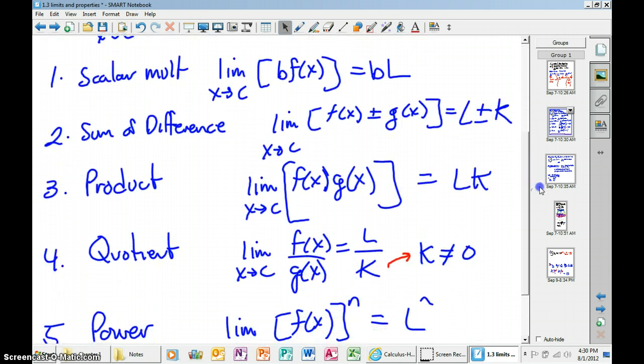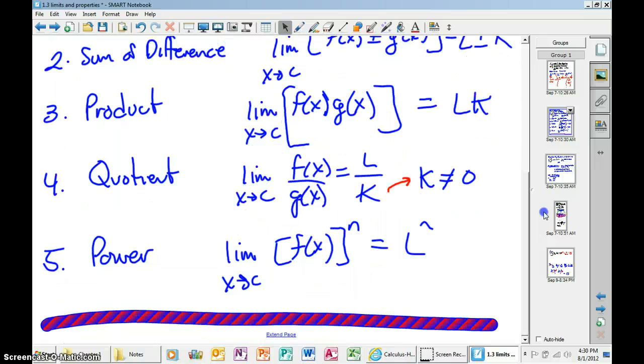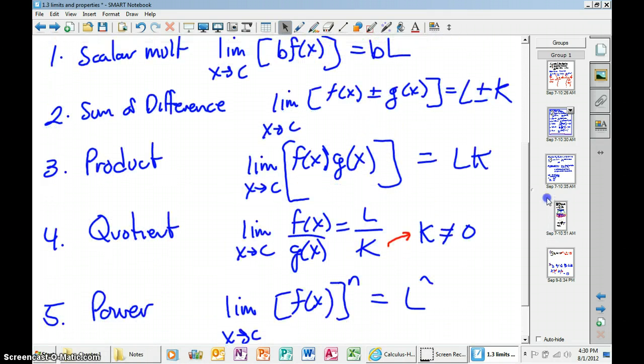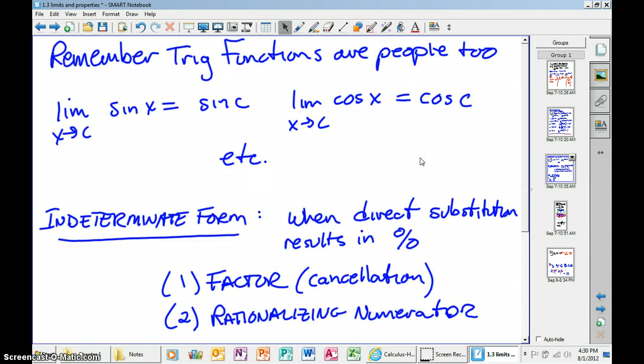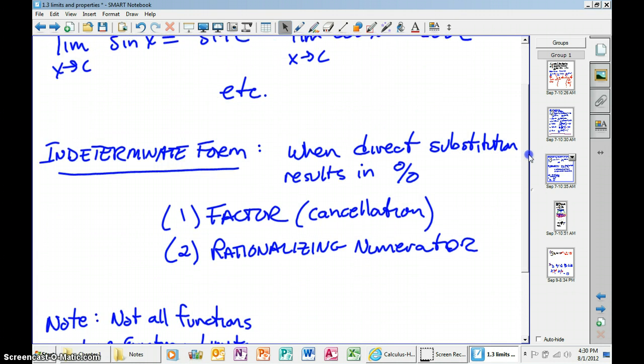And here's all the stuff that goes along with limits as far as all their rules. Usually we use them to prove what we need to do. I don't think memorizing these is important, just using them, and you'll probably do it inherently anyway. Don't forget that trig functions are people too, so we can take limits of those trig functions, as seen in that video.